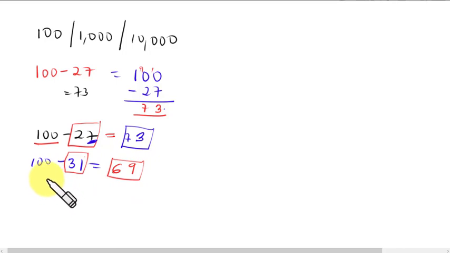Let's take another example. For example, if I ask to subtract 17 from 100, the last one, you subtract from 10. So you ask yourself, what number should I add to 7 to get 10? That is 3. But the rest will be 9. What number should I add to 1 to get 9? That is 8. So the correct answer is 83.